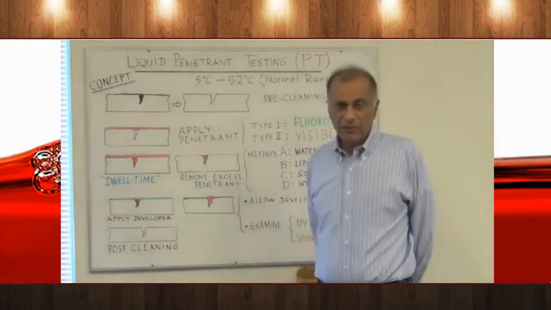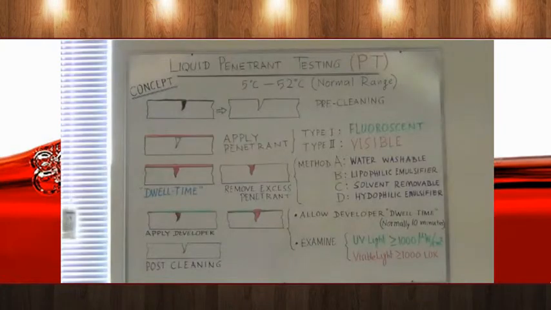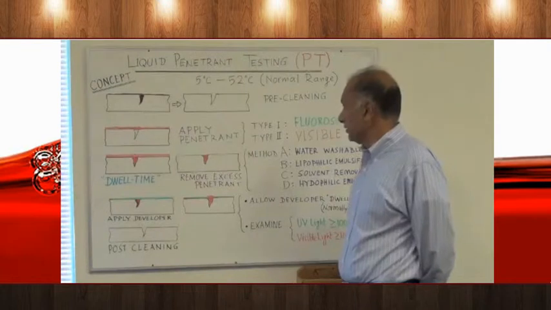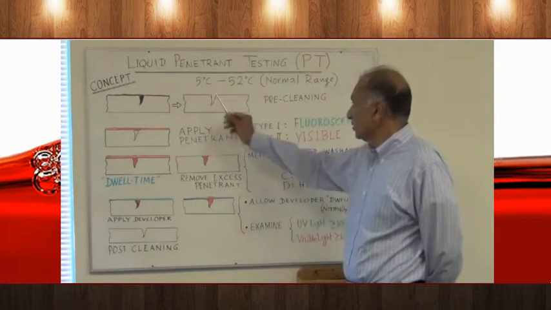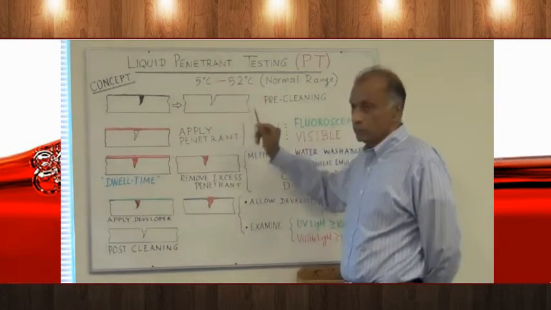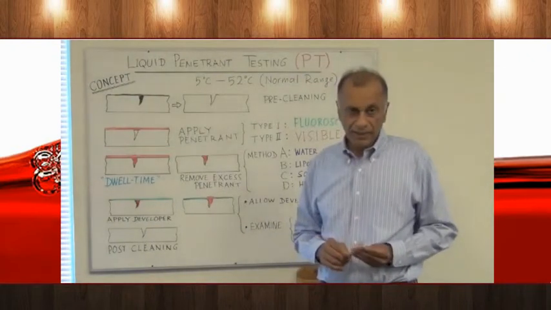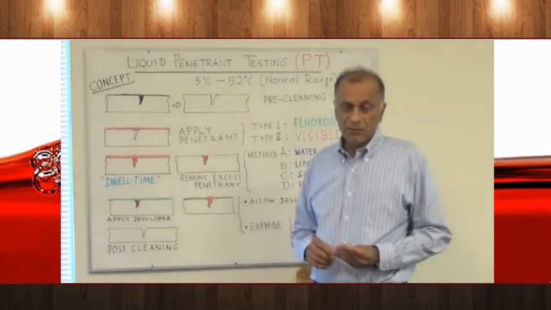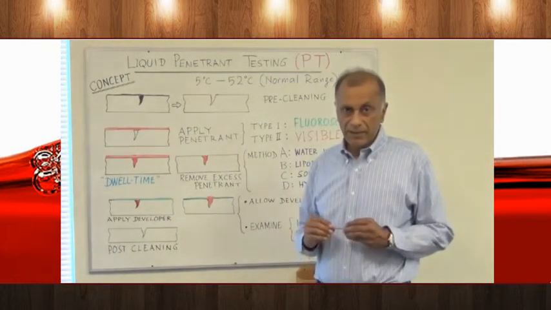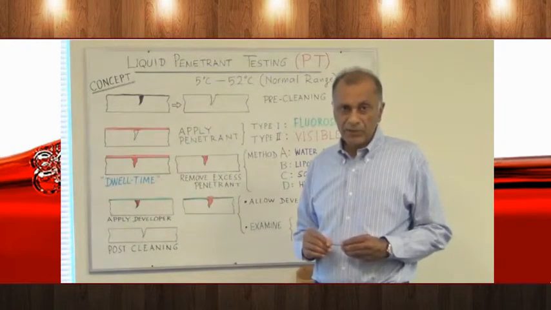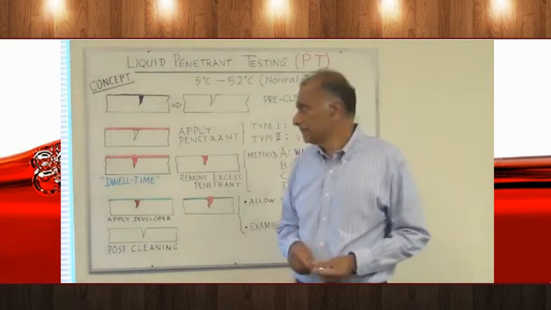Here is the basic description of the liquid penetrant testing method and the steps to conduct the inspection. The inspection has to be done within a temperature range of 5 degrees centigrade to 52 degrees centigrade. The first step is cleaning. Cleaning of the test part is most important with liquid penetrant. If the cleaning is done properly, then the inspection becomes much easier and the indications will show up much more clearly.